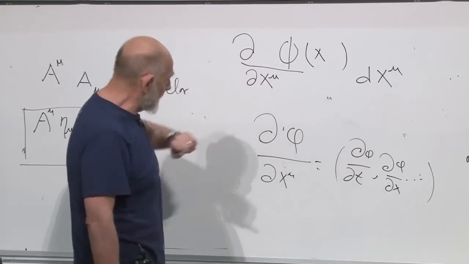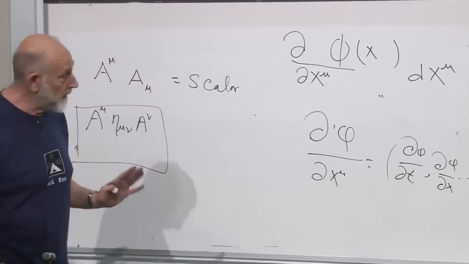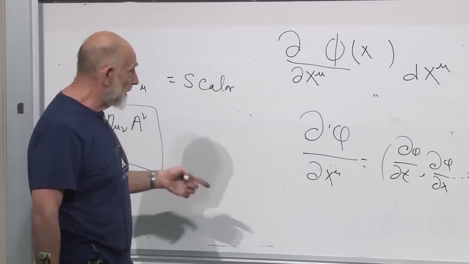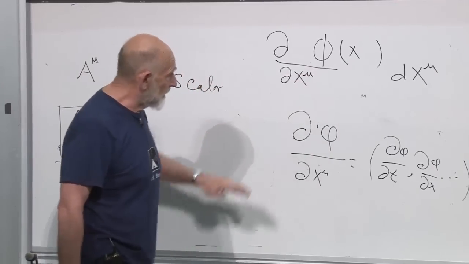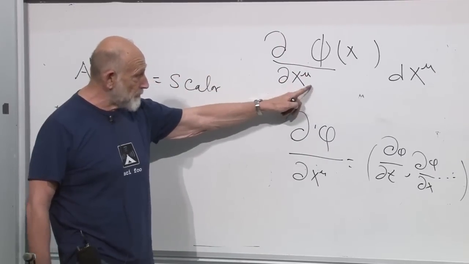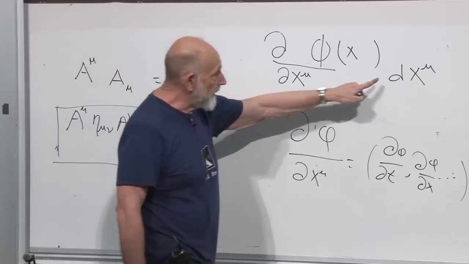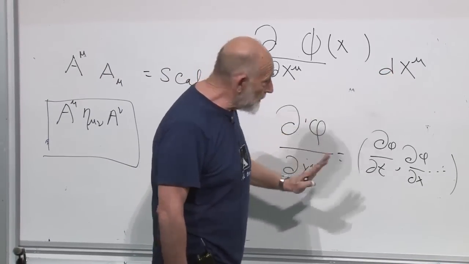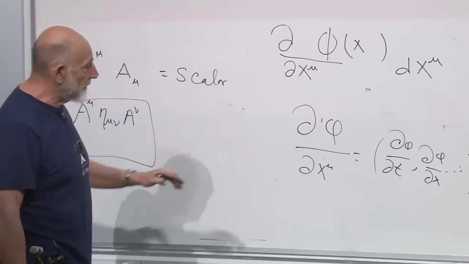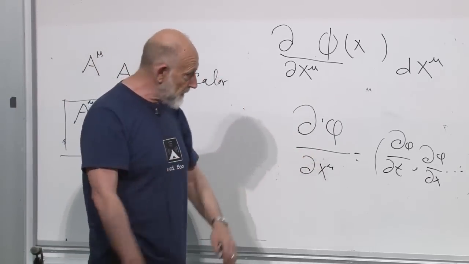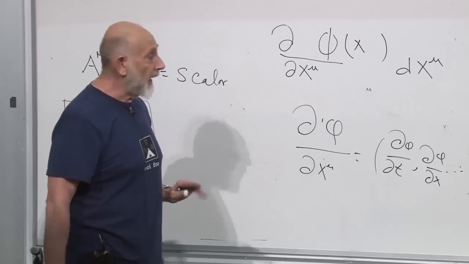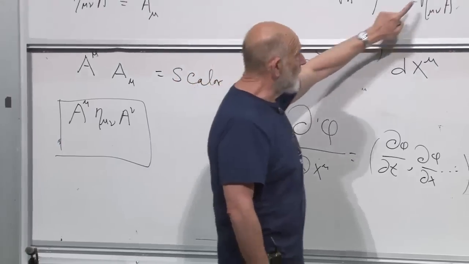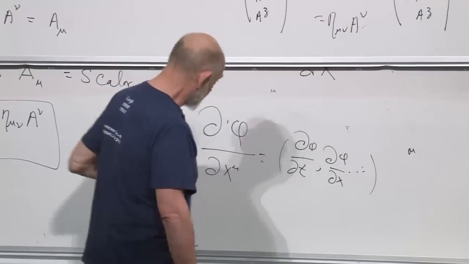In order for this to make sense as a product of this type, the d phi by dx had better correspond to a covariant vector if the derivative corresponds to a contravariant one. So what we find out is that derivatives of phi with respect to x, the set of them, form a 4-vector, but they form the covariant components of a 4-vector. The covariant components, like a mu.